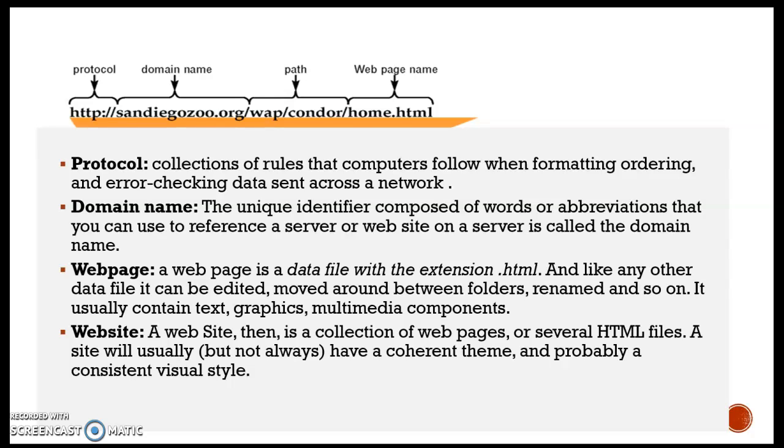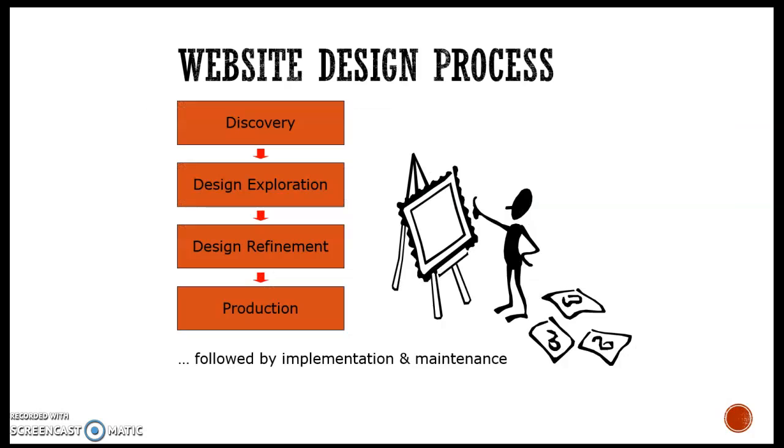One special thing about a web page is that it contains hyperlinks. Basically, text can be linked to another resource. A website, of course, is a collection of multiple pages with similar themes, consistent layout, and consistent visual styles, and that's called a website.